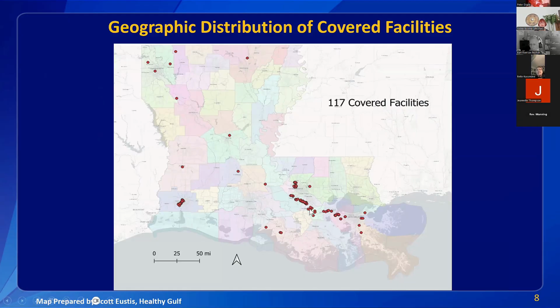I was not surprised by the Cancer Alley facilities or the Calcasieu Parish facilities, but I was kind of surprised by the number of facilities just north and south of New Orleans. And all of these facilities just north of Baton Rouge. And you can see the facilities are distributed all across the state.